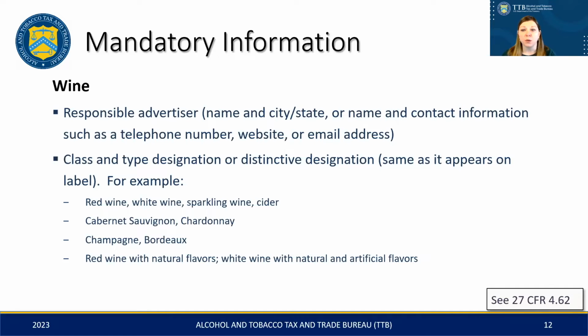If the label uses red wine, white wine, sparkling wine, cider, or grape varietals, that is what must also be on the advertisement. However, if it is a specialty product and the wine label has a statement of composition, such as red wine with natural flavors or white wine with natural and artificial flavors, that is what must appear on the advertisement. To sum up, the class and type or distinctive designation must appear on the advertisement as it appears on the approved label.